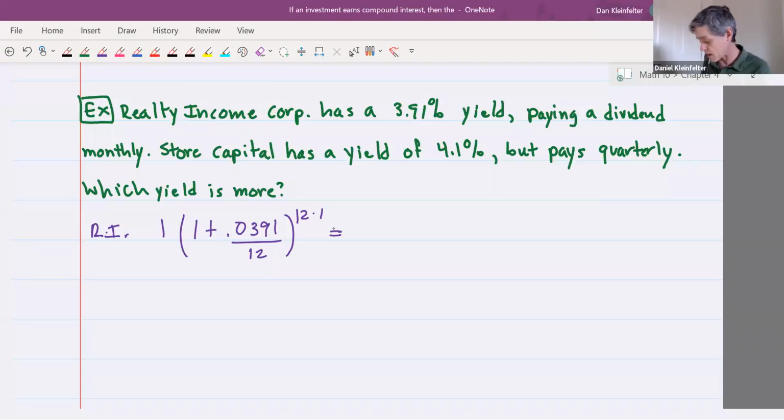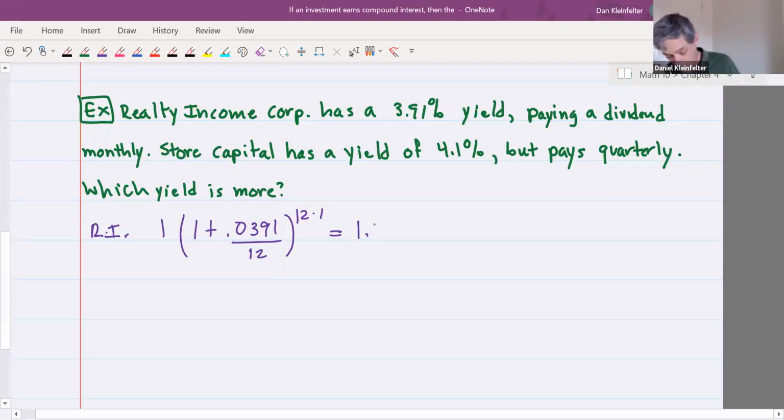Okay, that's about 1.03981. So that would be about 3.98% APY.